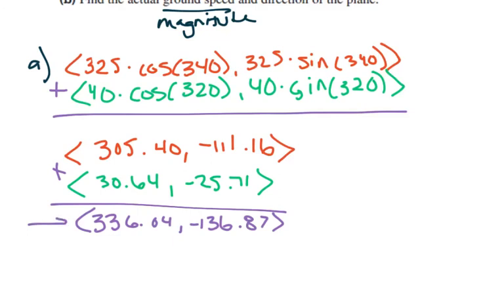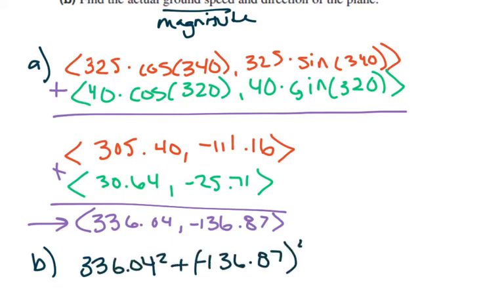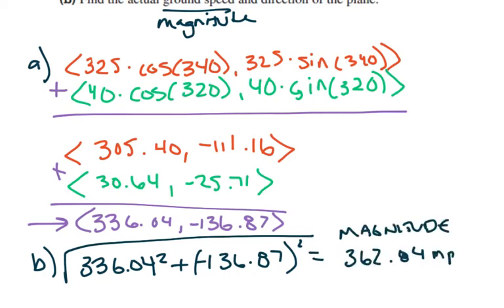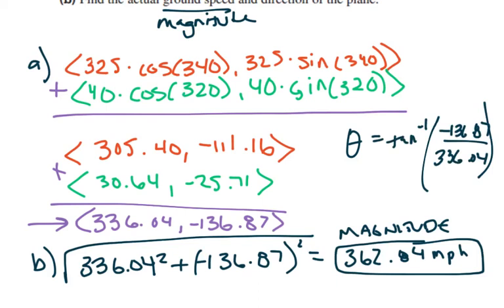So now we've got the actual one, and now we're going to find its magnitude. So we'll take the 336.04, square it, and the other piece, square it, and take the square root. So that's 362.84 miles per hour. And then to find the direction angle, the tangent inverse of the second piece in the component form over the first piece. And so we get a direction angle of negative 22.16 degrees.